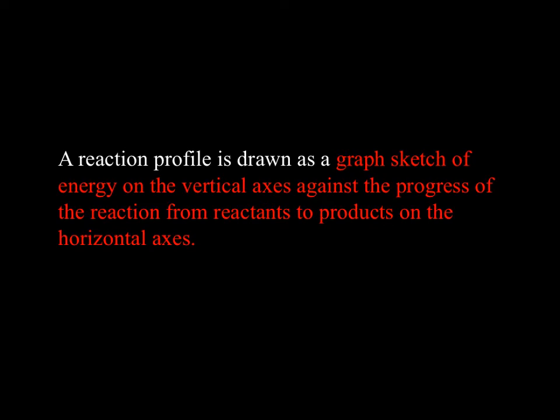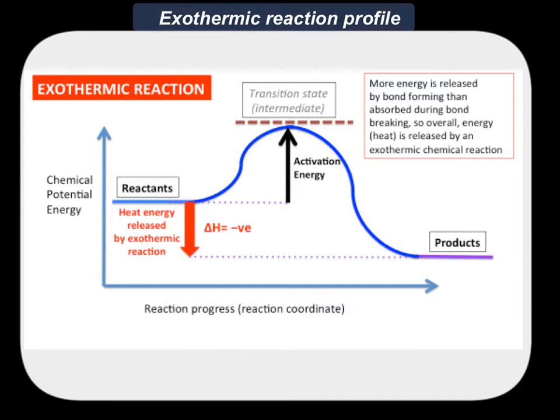Now this is all much easier when we draw. So if we look at the first example then of an exothermic reaction profile, we're going to draw this into the space. The first thing to do is draw your axes and be very sure that you have labelled your axes, as there are marks for this in the exam. So the y-axis is the chemical potential energy, or just energy is fine. The x-axis is the reaction progress. Now we're going to draw a line and label it the reactants, and draw a line and label it the products.